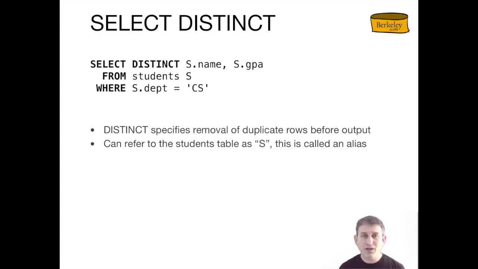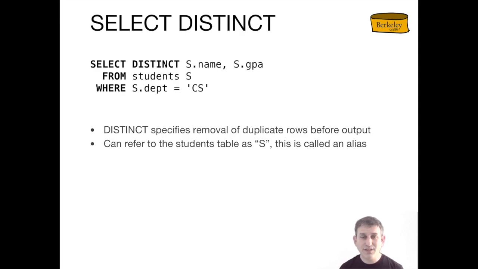The next variant we're going to look at is select distinct. And in this case, the keyword distinct specifies that before the output is sent to the client, which in our case might be a screen or a web browser, we should remove the duplicate rows before we get the output. So select distinct sname, GPA from students S where s.dept equals 'CS'. Note, by the way, that strings in SQL are single quoted. Here what we're saying is I want name GPA pairs, but before you send it to the output, if there are two rows in the answer that have the same name and GPA, I only want to see that once.